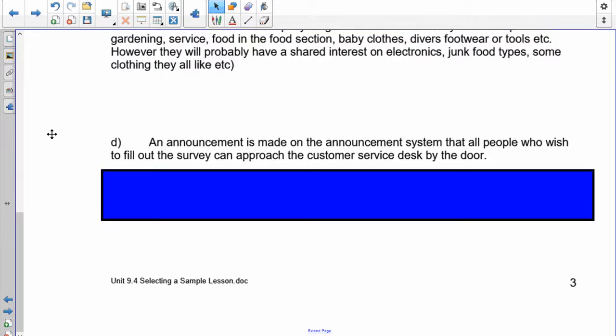Now let's take a look at D. An announcement is made on the announcement system that all people who wish to fill out the survey can approach the customer service desk by the door and do so. So what kind of sampling is this, and do you think it's appropriate?